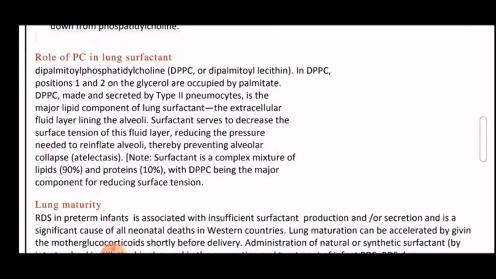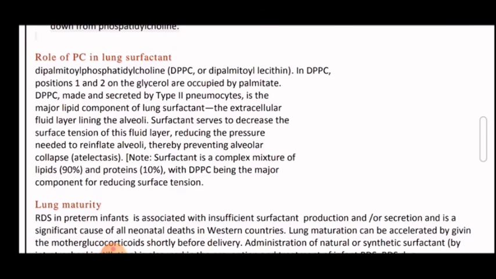Choline is used in the formation of a glycerophospholipid, which is the DPPC, or lecithin. In DPPC, both positions 1 and 2 on the glycerol backbone are occupied by palmitate. DPPC is made and secreted by type 2 pneumocytes. This is a type of cell found in the alveoli in our lungs, and it is a major lipid component of lung surfactant.